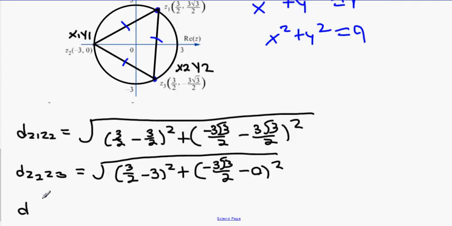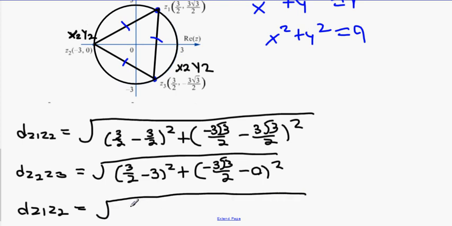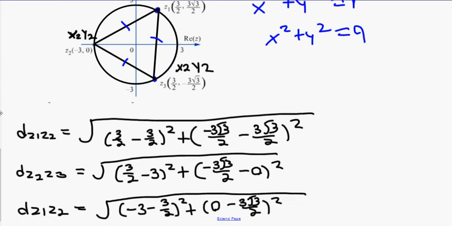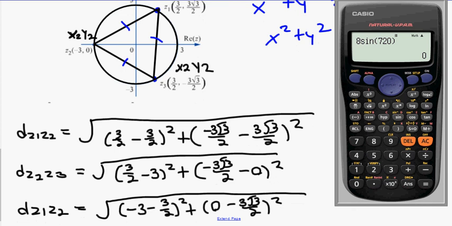And finally the distance of Z1 to Z2. And this time I'll change this one to be x2, y2. So what we can get here is minus 3 over 2 squared plus 0 minus 3 root 3 over 2 squared. So what I'll do next is come in with the calculator and do this out.